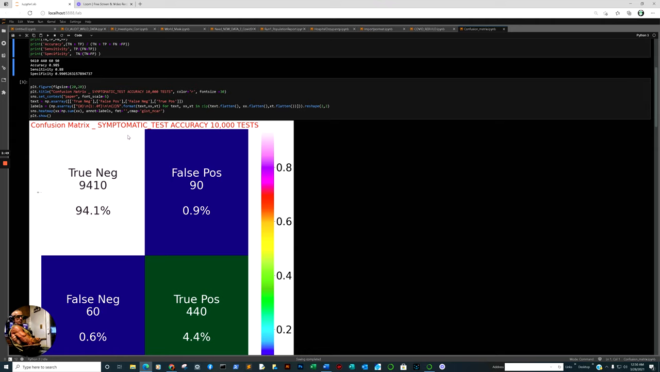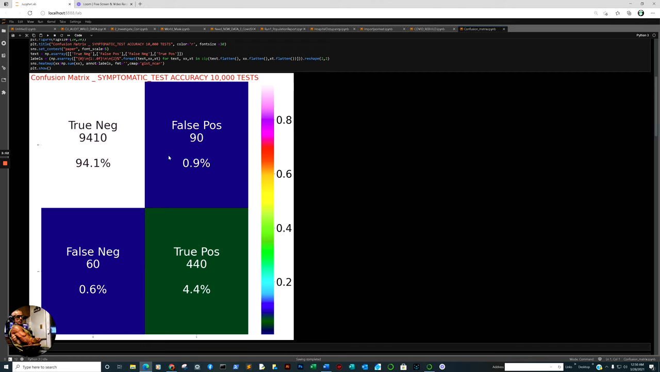The confusion matrix. Symptomatic: if an individual had symptoms of COVID-19, it would yield a true negative 94.1% of the time. Out of, let's say, 10,000 tests, 60 would be a false negative, meaning they actually had COVID but it tested them as negative. 440 that are truly positive, it would say positive. And 90, for example, would be a false positive. Now, we're going to go to the research itself because it'll be very enlightening from this point on. So let's get right into the research and you'll see exactly what I mean.